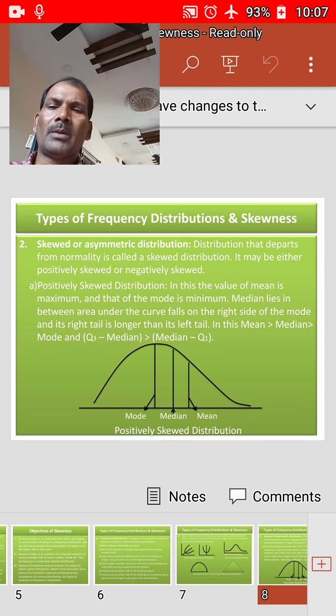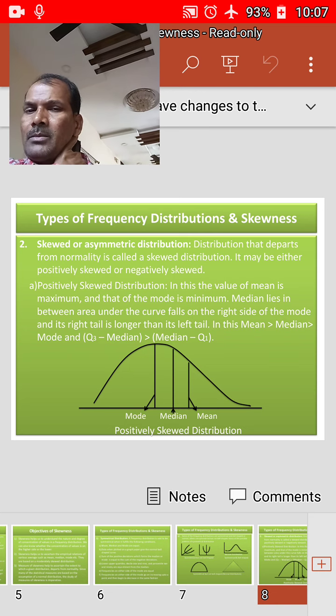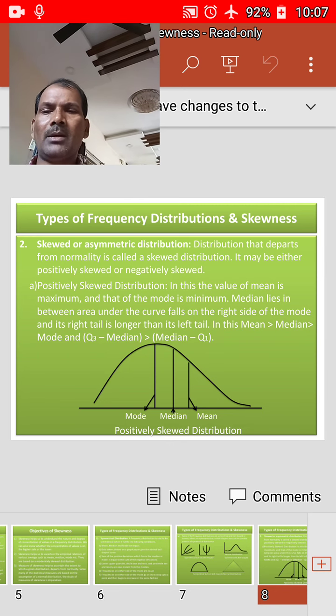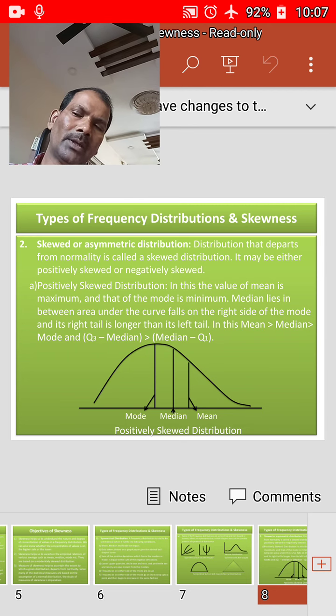Under such a distribution, mean is greater than median, and the median is greater than the mode. When you see the PPT, you will come to know that the difference between the upper quartile and the median is greater than the difference between the median and the lower quartile. That means Q3 minus median is greater than median minus Q1.